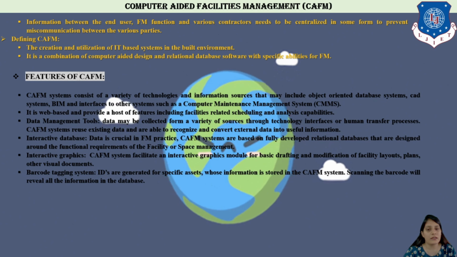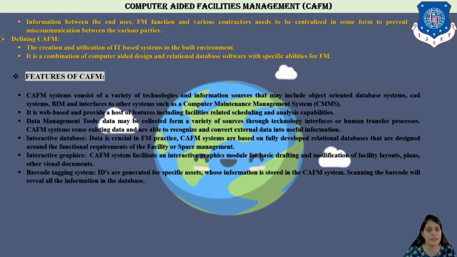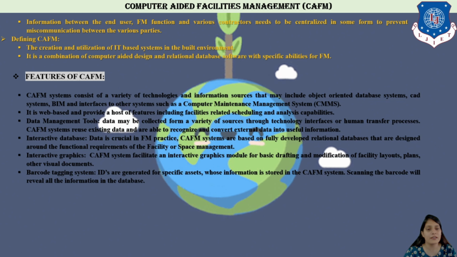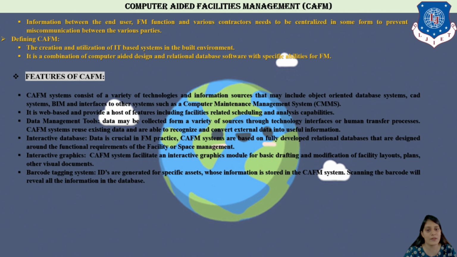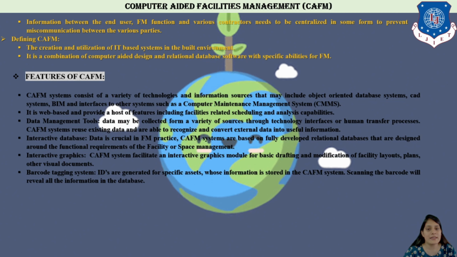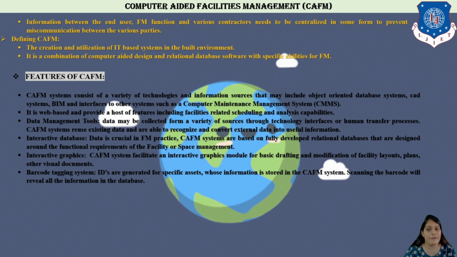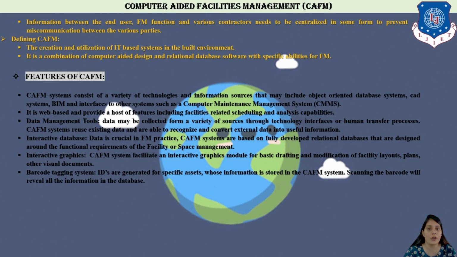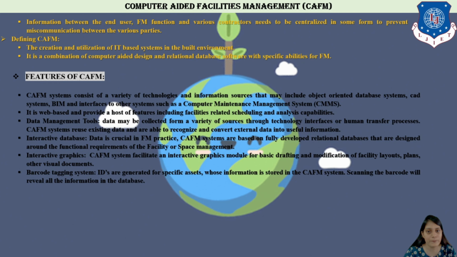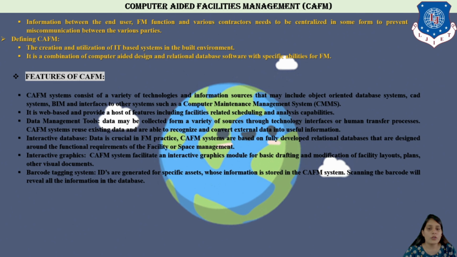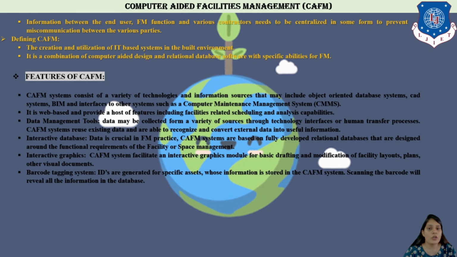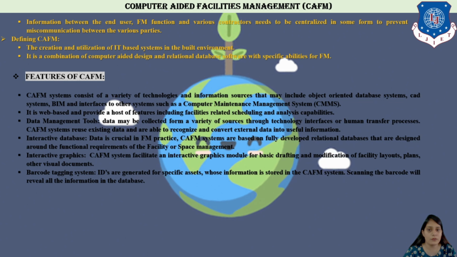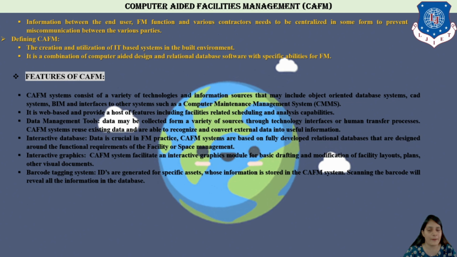Which means that we have software, a dashboard system, in which we can handle the whole facility and the management related to all the facilities we are providing. The benefits and features of CAFM consist of a variety of technology and information sources that may include an object oriented database system. Rather than just telling you about the benefits, I would like to give you a practical example so you can visualize the benefits and features of CAFM.